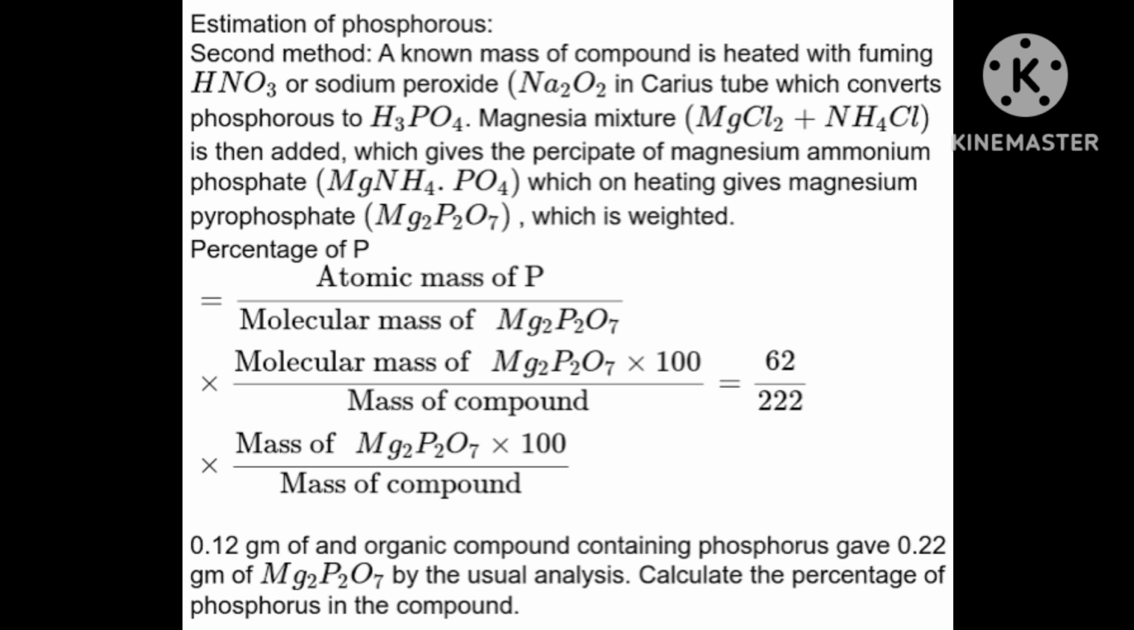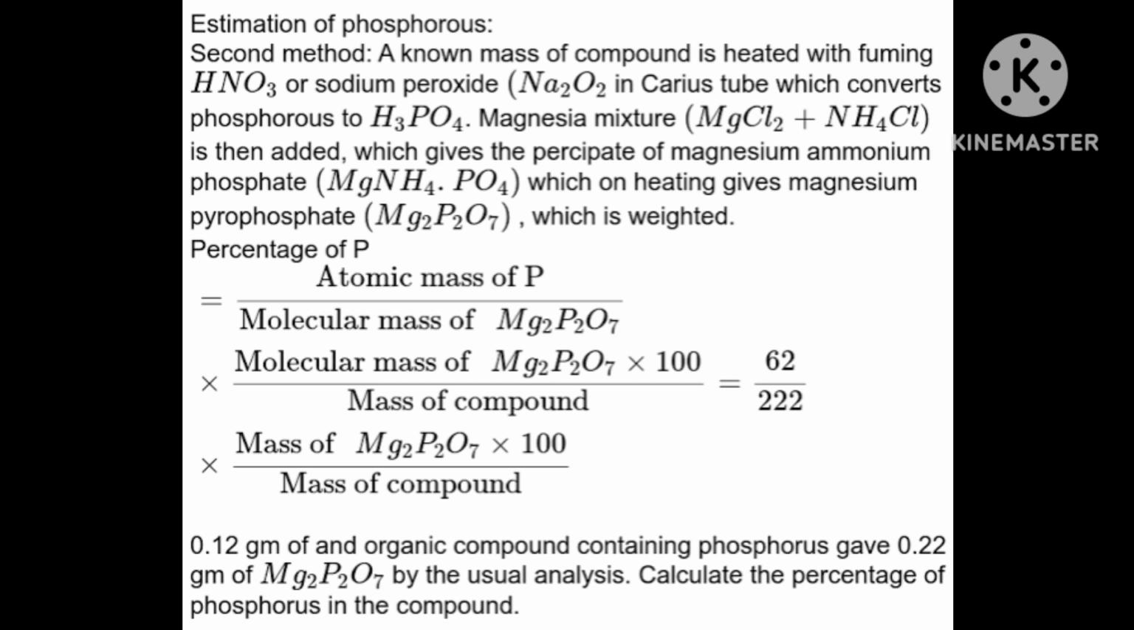Magnesium you are knowing. Magnesium 12, phosphorus 31, oxygen 16. All you know. And the molecular mass you are knowing. Then in Mg2P2O7, 2P you have to calculate, means 62 gram. Then given how much precipitate you got, you calculate accordingly, what I have discussed previously.